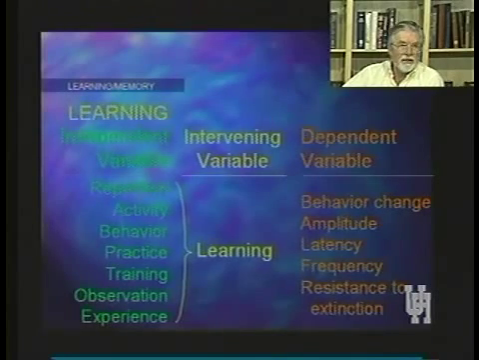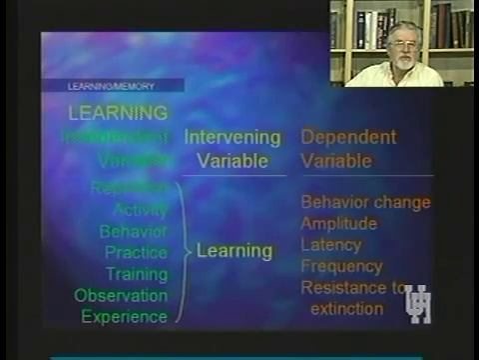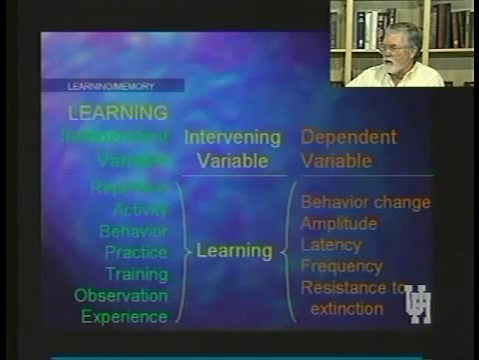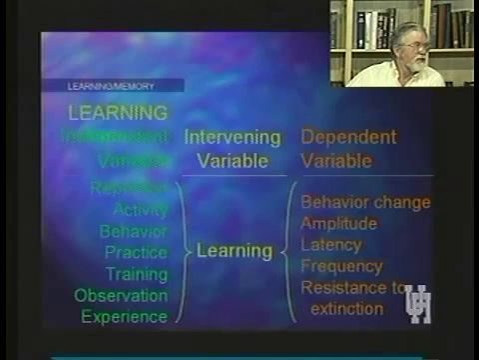The latency or speed with which you give a response may change. How often you do a response may be altered. And in fact, what is called resistance to extinction, the ability to blot out the response, will differ depending on how well it was learned originally. So in essence, what I'm going to argue is that all of these factors anchor learning in an external way so that we can study it.